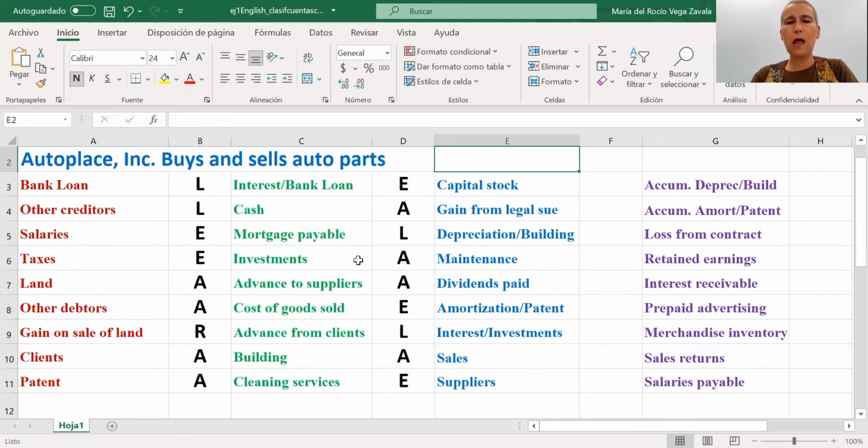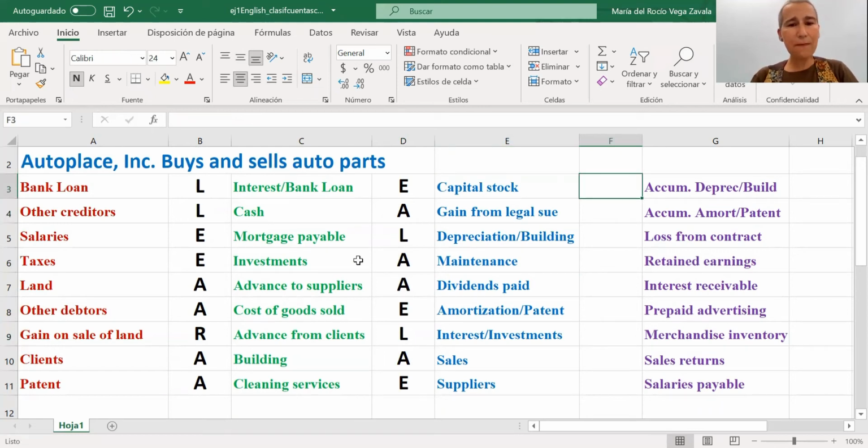Let's go to the other column, capital stock. Capital stock is the same as stockholders' contributions. Capital stock is the money that you receive from investors that want in your company. You receive money and then you give stocks in exchange. That money that came in, as it is owned by the stockholders, it is owner's equity. It is the first component of owner's equity, which are stockholders' contributions. And the name of the account is normally called capital stock.